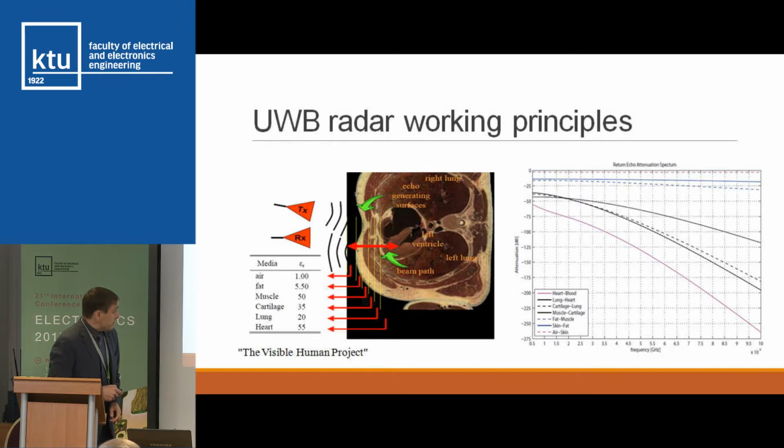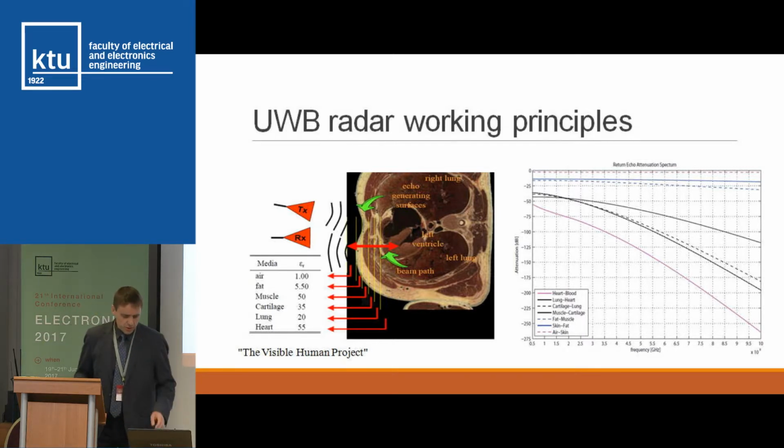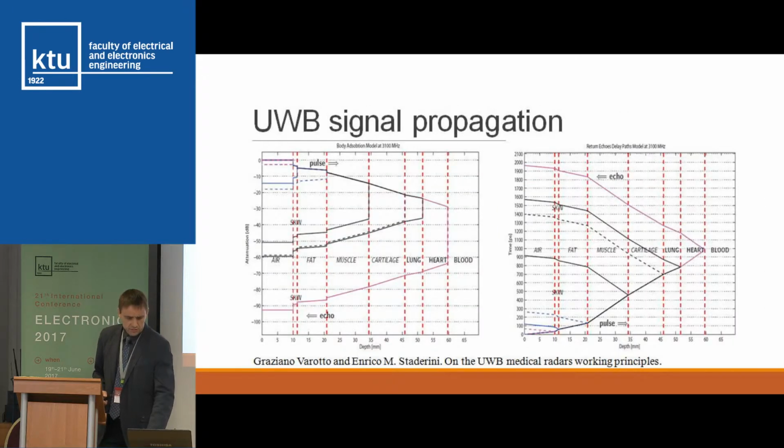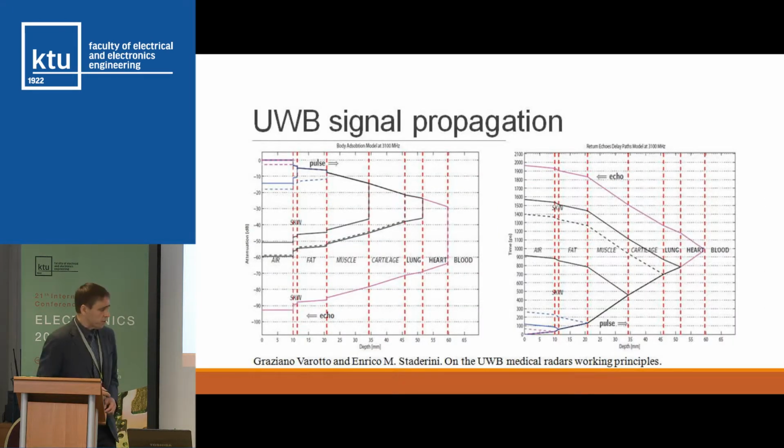Unfortunately, signals are attenuated very much. For example, a 10 gigahertz signal will be attenuated over 200 decibels or even more. So it is questionable if we really can detect signals from the heart wall.